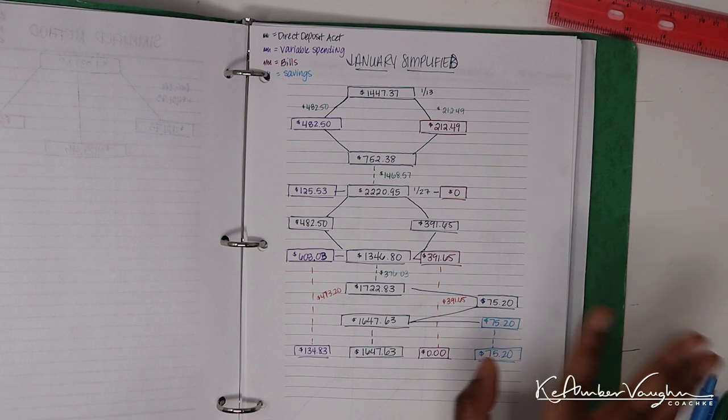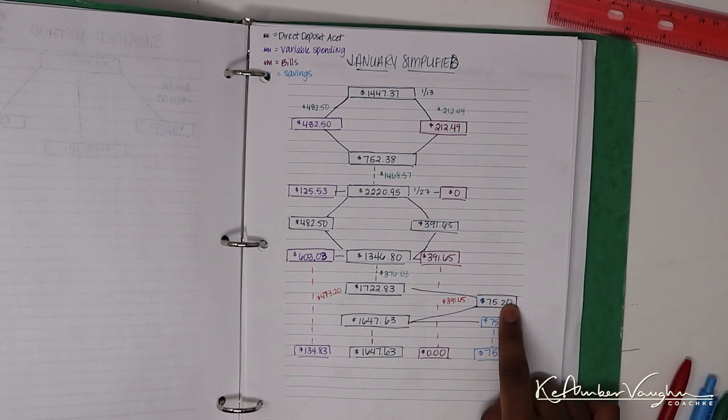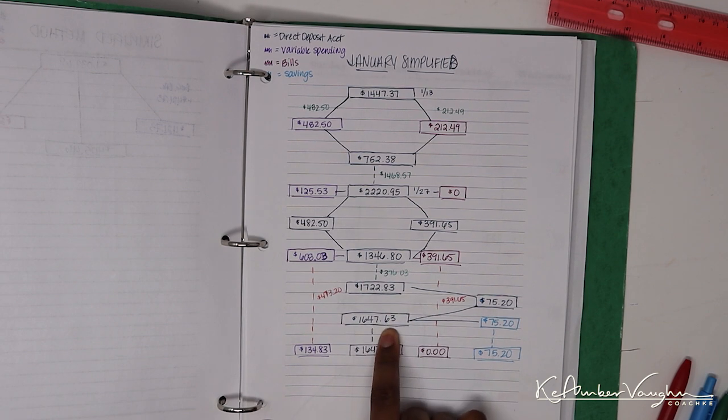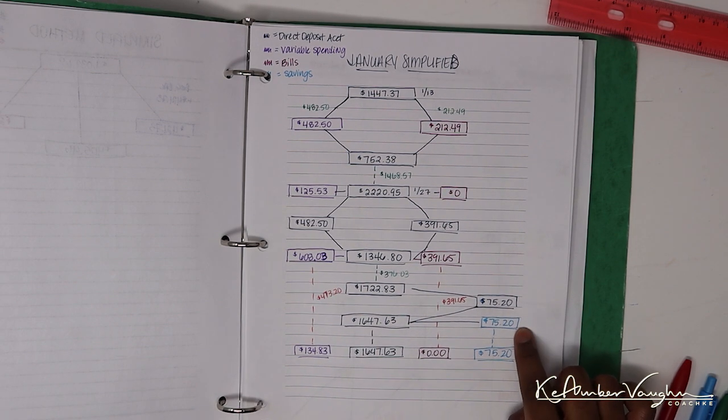I do take 20% off the top and put it towards savings. So when I did that and subtracted it, this is what was left in the direct deposit account. And then I now had a balance in my savings of $75.20.